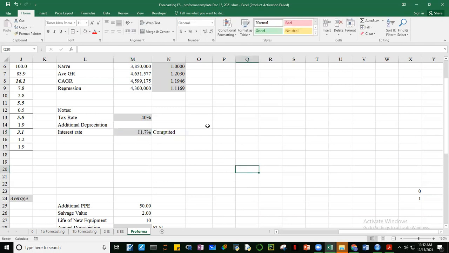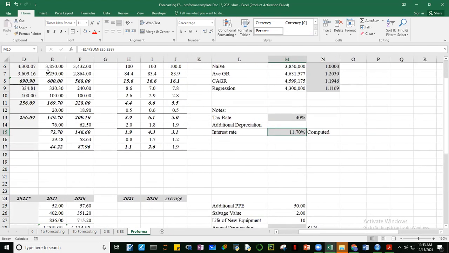Okay, so let's do this. So 11.7% guys. Okay, approximately lang, 11.70 if we increase that. Again guys, hindi siya eksaktong 11.7. Okay, so that's our interest rate. So gagamitin natin to, we will assume that it's still the same loan. Okay, so constant yung interest rate natin. Okay, let's give this a name guys. Gawin natin itong interest rate.